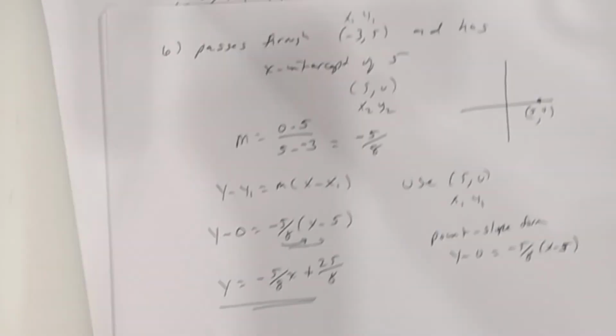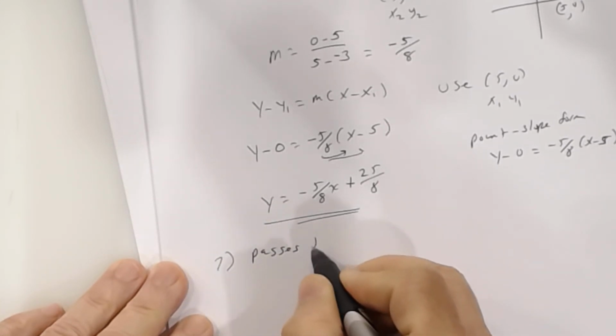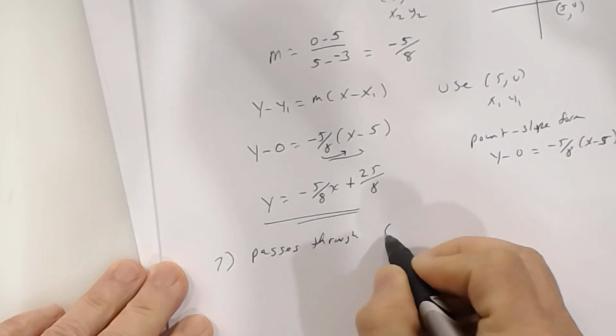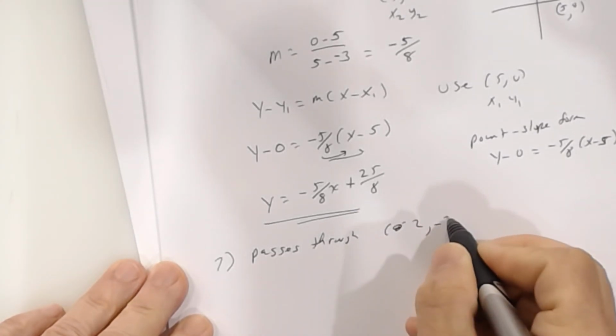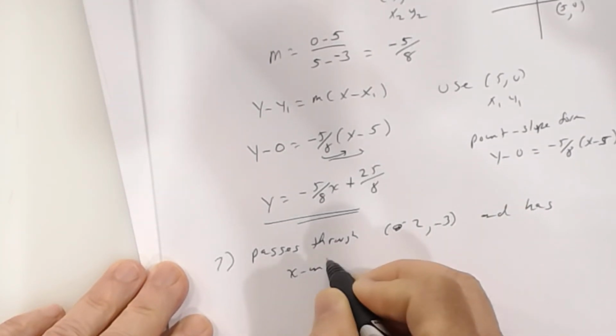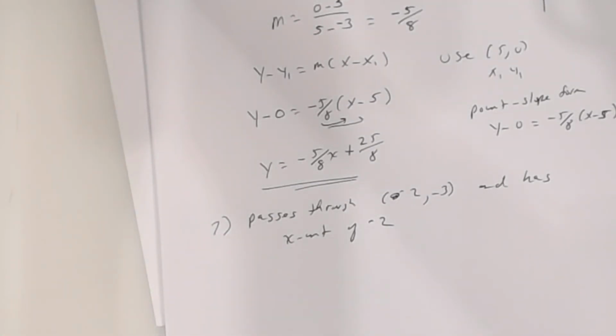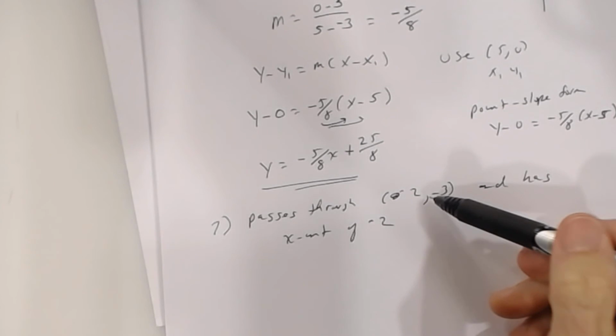All right, we're going to do one more. Suppose it passes through 2, negative 3, and has x-intercept of negative 2. I don't know the slope, so I've got to find it. So if I'm going to find the slope, I've got to know how many points. 2. When using a slope formula, those points have to be written as an ordered pair. One of them is an ordered pair, the other one's not.